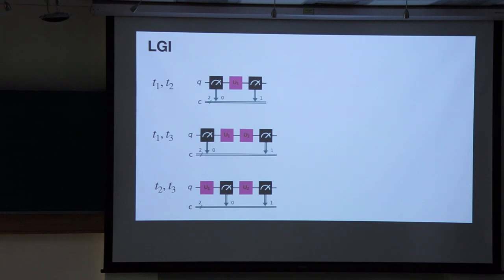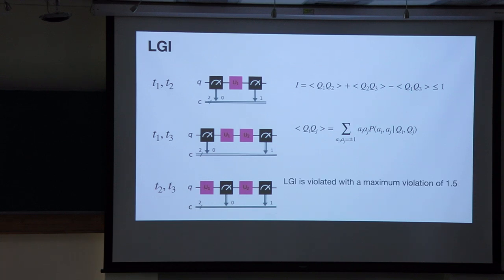We can think of it in the following manner. Let's say you have a qubit, and U1 is a unitary operator that takes you from T1 to T2, and U2 takes you from T2 to T3. And you can choose to measure at these times: T1 and T2, T1 and T3, and T2 and T3. If you calculate these correlations, which are defined in the following manner, you see that using the conditions of realism, this cannot go beyond 1. But we find that quantum mechanics violates this with a maximum violation of 1.5.